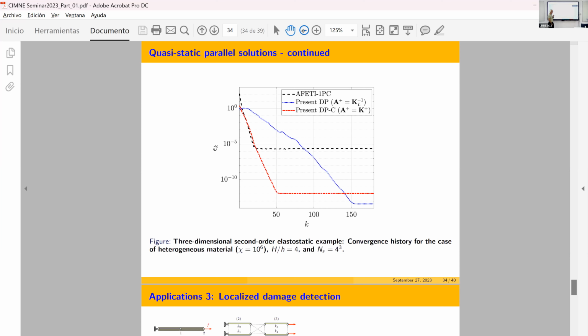And this is important for a heterogeneous system. The accuracy is important. And chi is really between 10 to the 6 and 10 to the minus 3. It's a pretty awful heterogeneity.